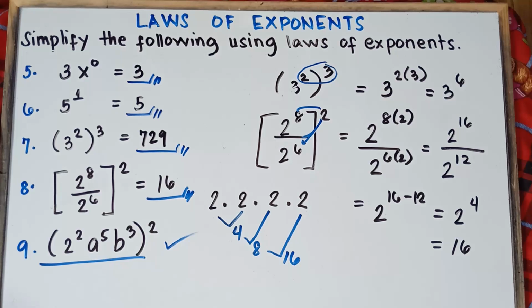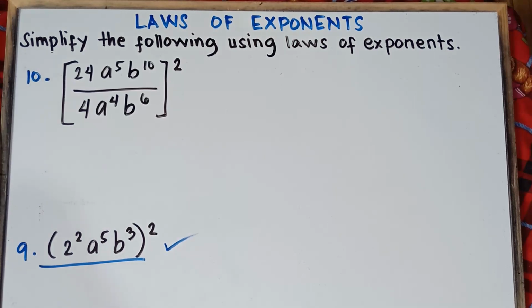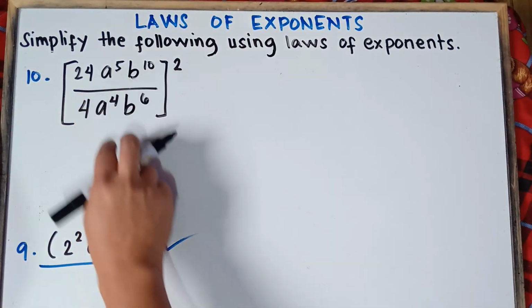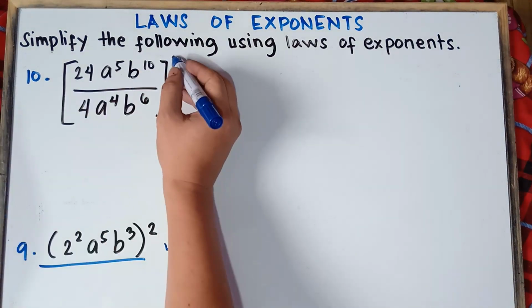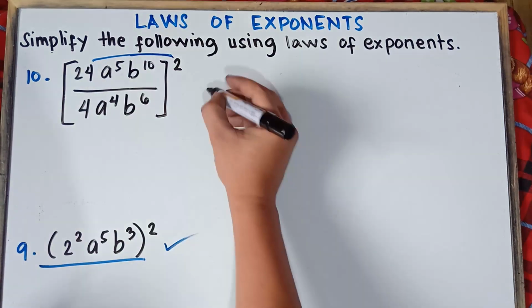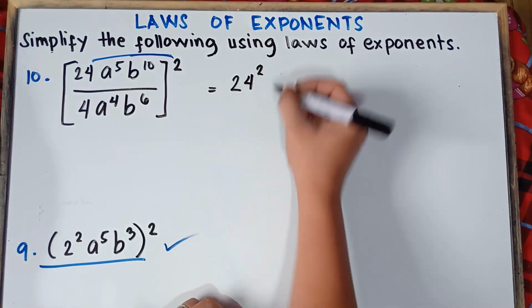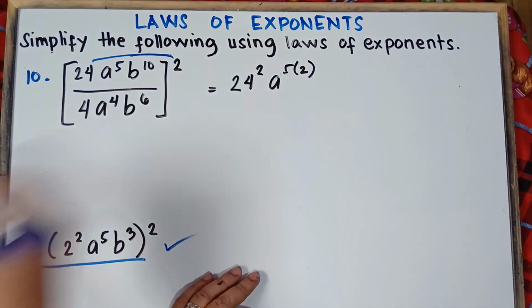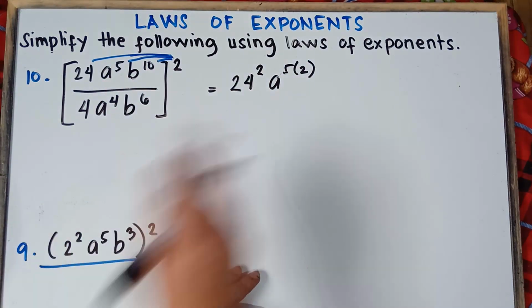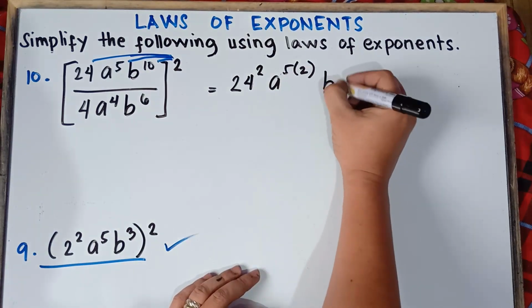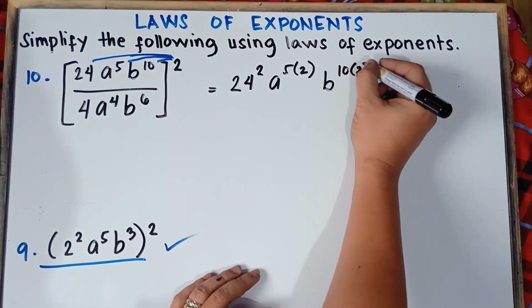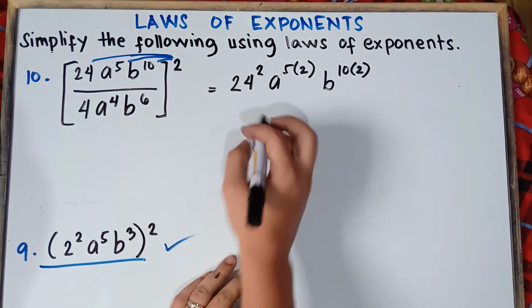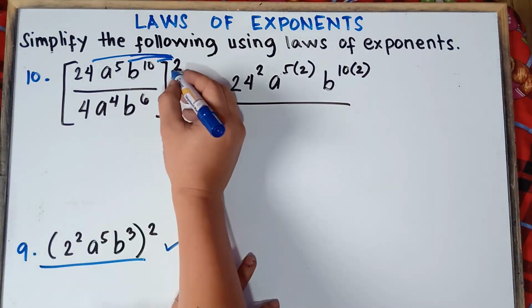So let's have the last example, class, example number 10. Once again, we distribute this 2 to the numerator and the denominator. So this will be 24 raised to the power of 2, and then a raised to the power of 5 times 2. Simply multiply the exponents. Then b raised to the power of 10 times 2. So multiply the exponent, 10 times 2, over, so distribute this one on the denominator.